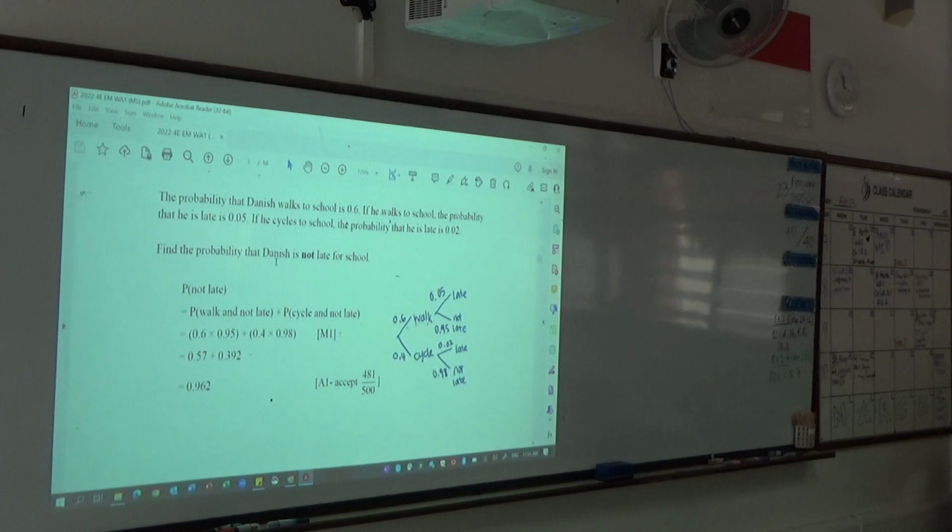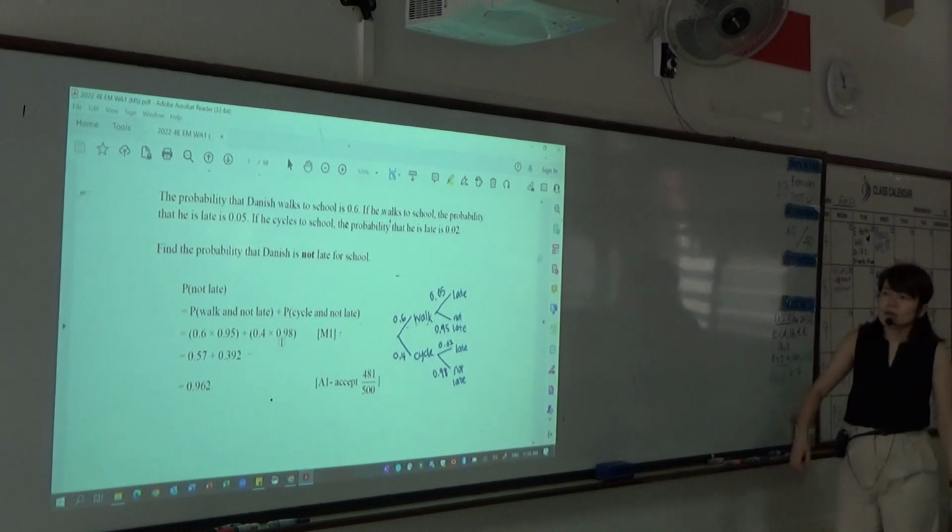To find the probability that Danish is not late for school, we will have to look at the case of not late, which is here. Let me try to highlight. Oops, cannot highlight. But it will be not late over here, hope you can see my cursor, and then the not late. So it's walk and not late, cycle and not late. Therefore it is 0.6 times 0.95 plus 0.4 times 0.98.